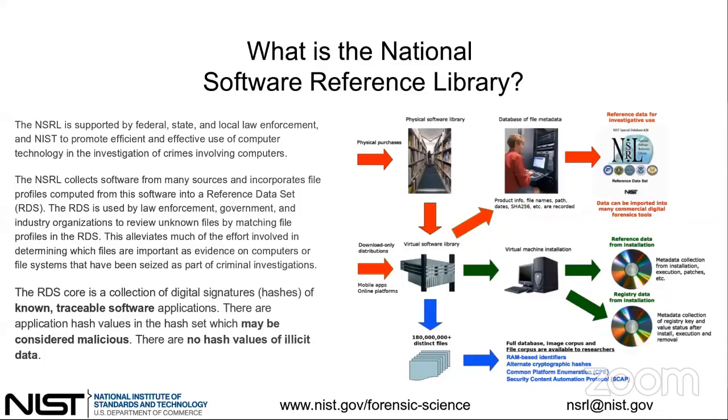That automates much of the effort in determining what files are important as evidence or what files can be filtered out of a case. The RDS core is a collection of digital signatures or hashes of known traceable software applications. There are apps in the collection that may be considered malicious. There are no hash values of illicit data, so we are not a pure innocence filter. You can also use the reference data set metadata to look for malicious or notable things.